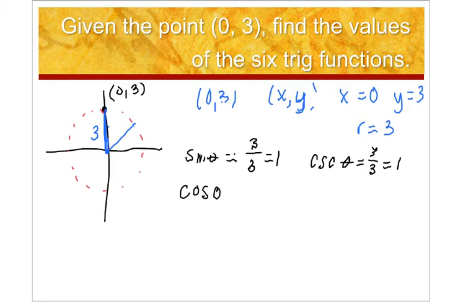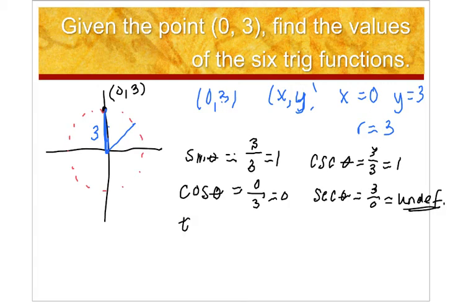Cosine theta, cosine is x, which is 0, over r, which is 3. That reduces to 0. And its reciprocal secant would start out as 3 over 0. Dividing by 0 is bad. I can't take something and make it into no pieces. So this guy is undefined.